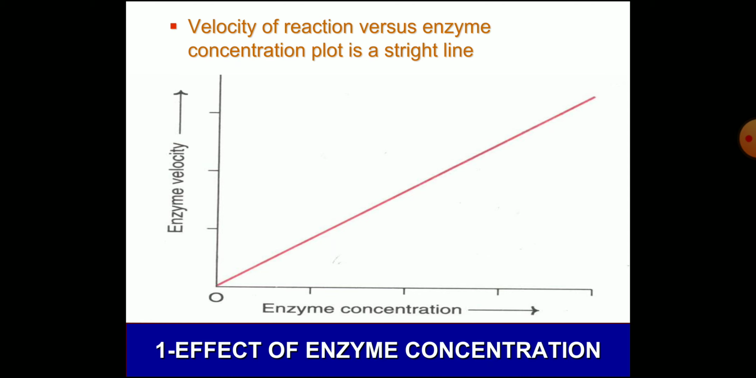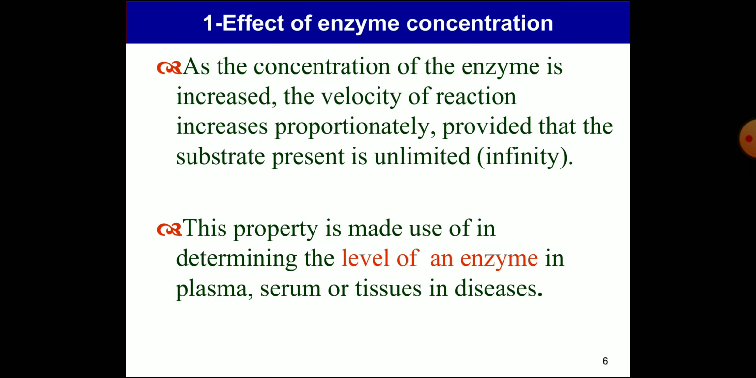So there is a graph. So we have to draw this graph. The graph shows enzyme concentration on the x-axis and the enzyme velocity on the y-axis. So the graph is plotted as velocity against the enzyme concentration. So when enzyme concentration increases gradually, there will be an increase in the velocity also. So we'll get a straight line graph.